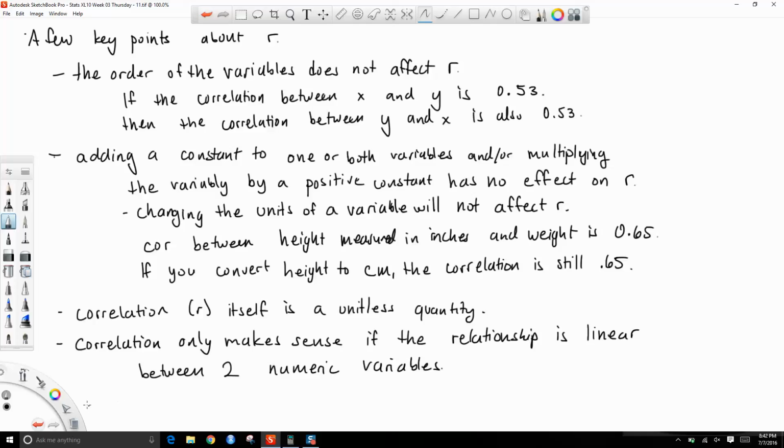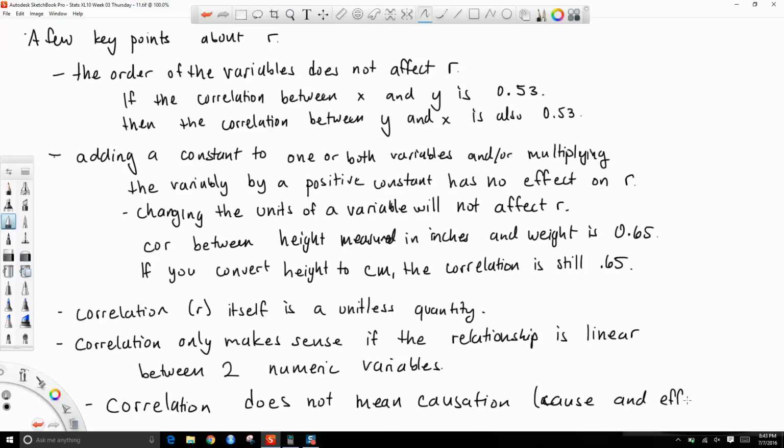And then lastly, correlation does not mean causation, or cause and effect. Two things could be correlated, but it does not mean that one causes the other. These are just some important things to keep in mind when we're talking about correlation.